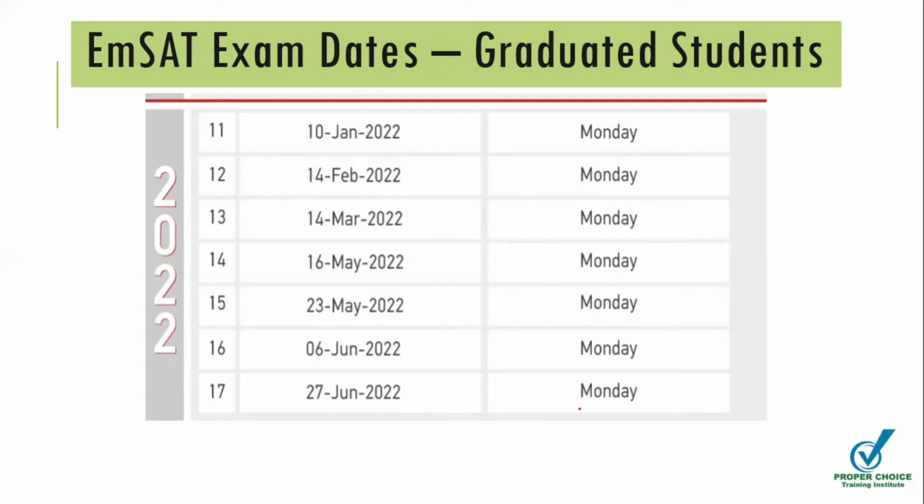Till the 27th of June, you have time to appear. It depends whether you want to complete it soon or later, or you are taking a break. Some students, after completing graduation, go for military services. Some students go for higher studies. Accordingly, you have flexibility according to the subject and all. When you want to take it, you can appear as already graduated students. These are the nearest dates available for all the EmSAT exams.